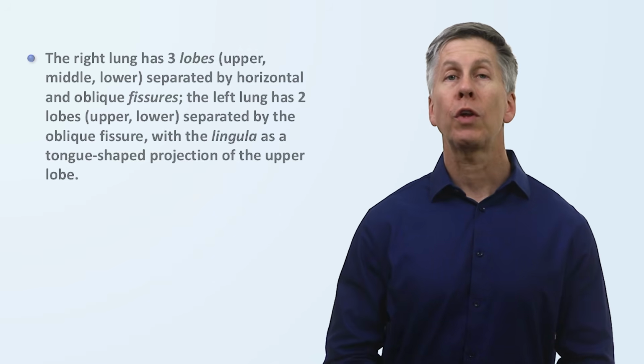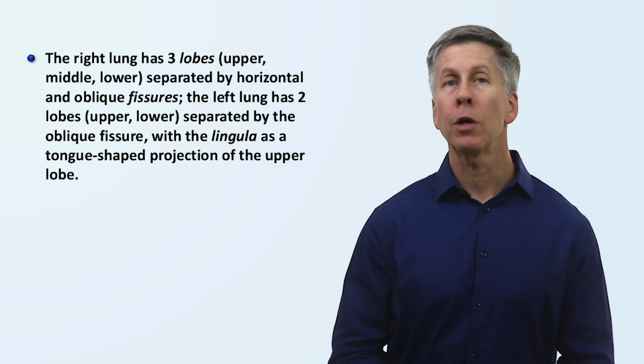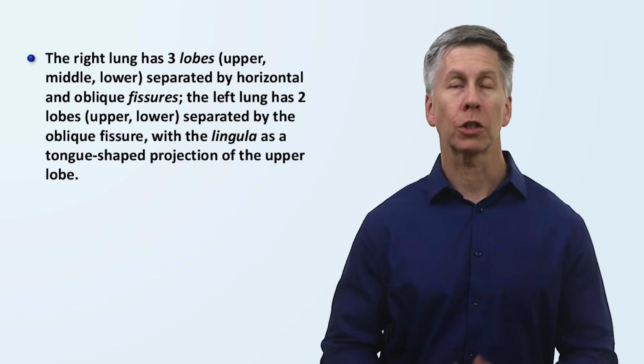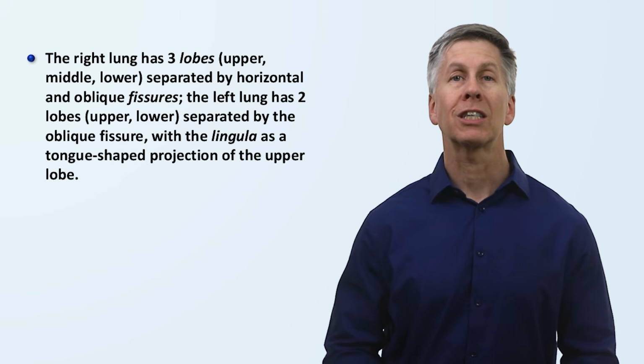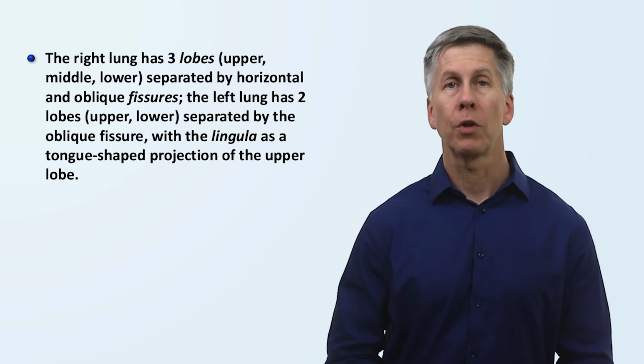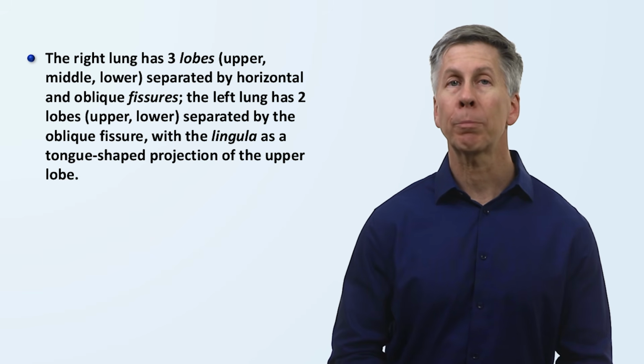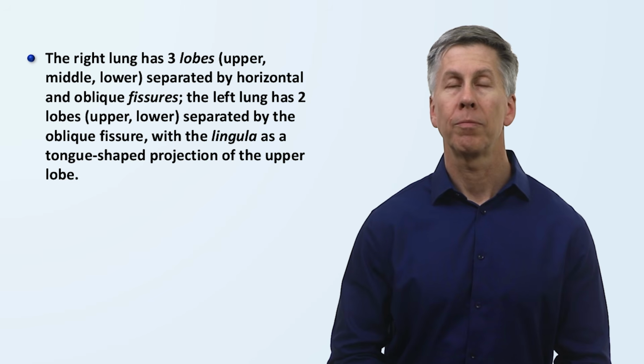I'll end with a summary of what I've discussed. The right lung has three lobes in upper, middle, and lower, separated by horizontal and oblique fissures. The left lung has two lobes, in upper and lower, separated by just the oblique fissure, with the lingula as a tongue-shaped projection of the upper lobe.